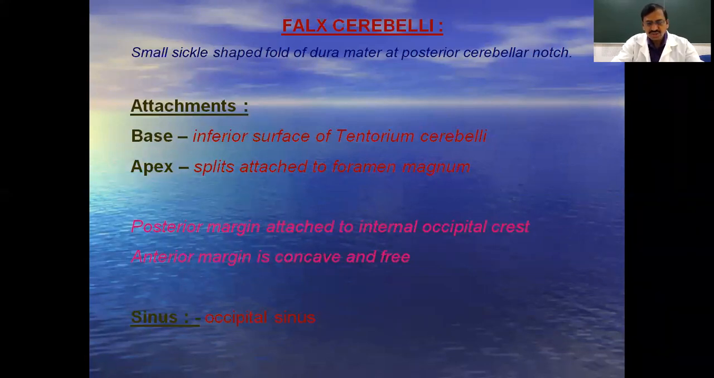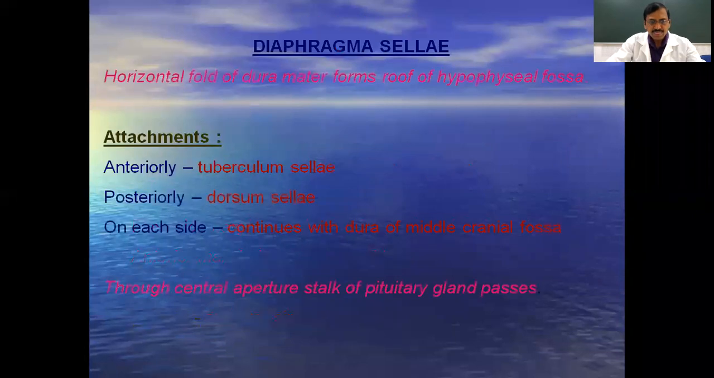The posterior margin is attached to the internal occipital crest. Here, this is the posterior margin, attached to the internal occipital crest, and this is the site for accommodation of the occipital sinus, which is one of the unpaired dural venous sinuses. That is the occipital sinus. That is about the falx cerebelli.